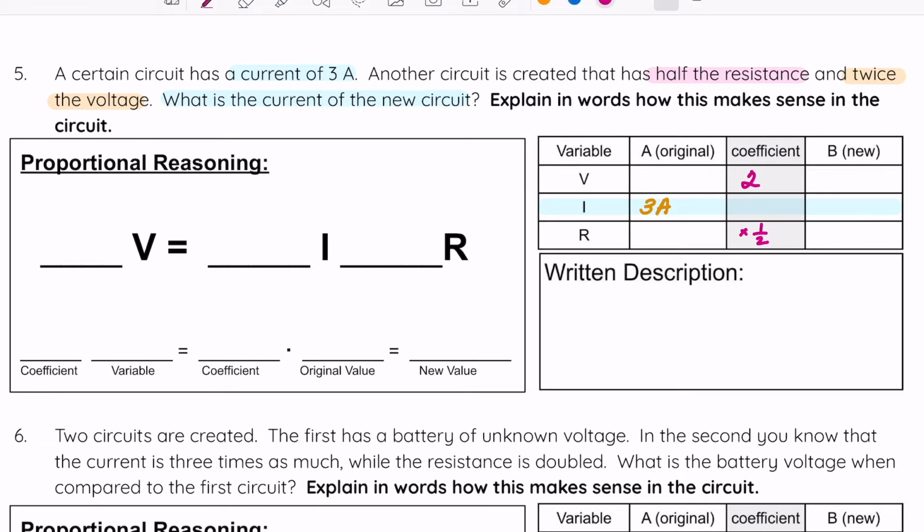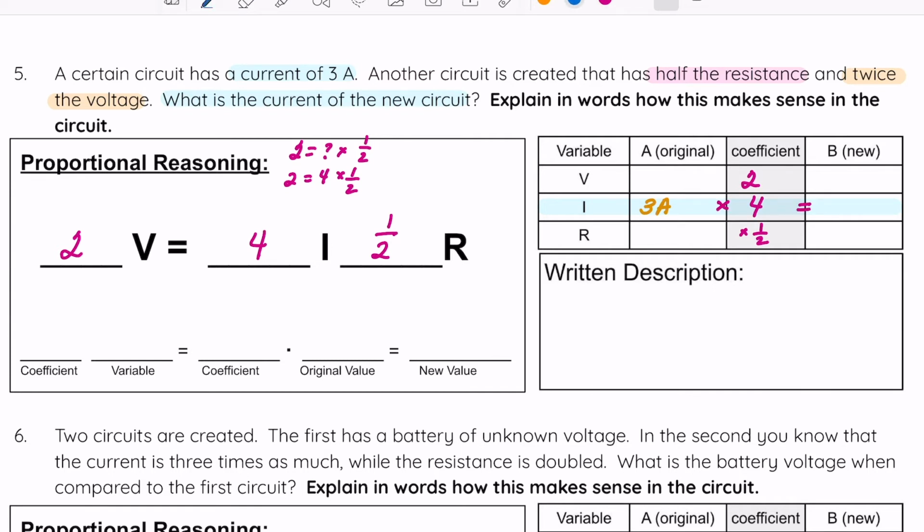So we have the coefficient 2 for voltage, and then we have 1/2 for resistance. And so we're going to think about 2 is equal to something times 1/2. So let me write that down here. 2 is equal to question mark times 1/2. And we have 2 is equal to 4 times 1/2. So essentially, 4 times 1 over 2 is going to give us 2, right? So then the coefficient for the current is going to be 4.